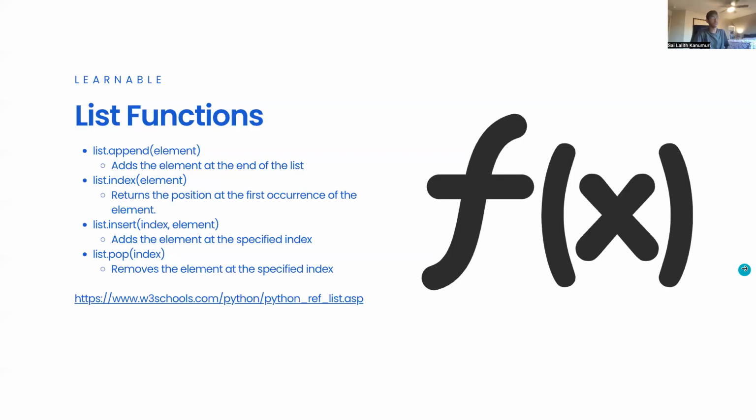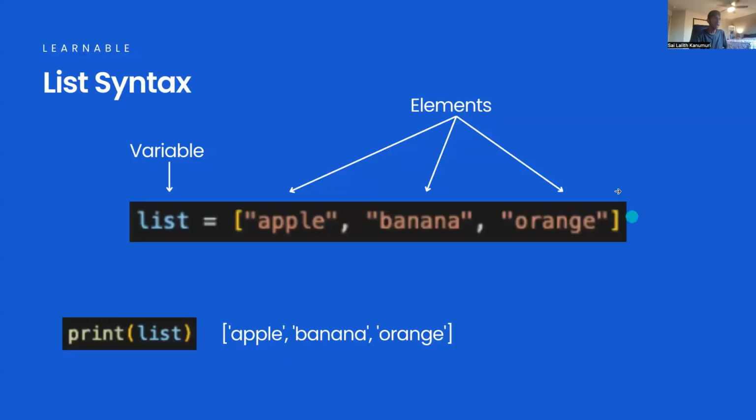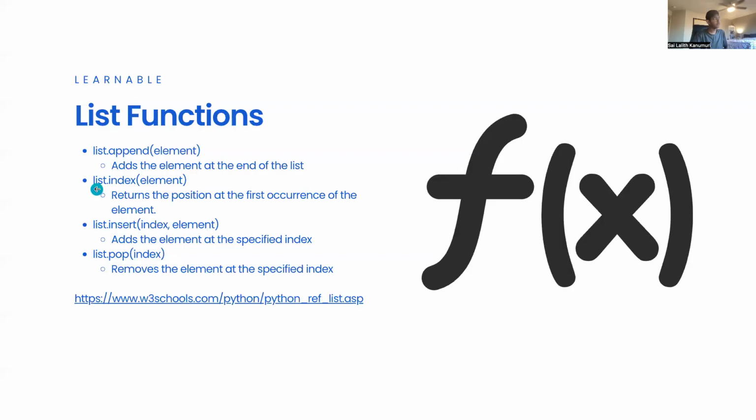Sorry about that. Okay. Now we have list.index. It returns the position of the first occurrence of the element. You may be wondering, what is this? That's too much CS jargon, I cannot understand. But let me simplify it for you. So list.index element. Based on this list, we have apple, banana, orange. What if we do list.index orange? We put the orange string inside of element.